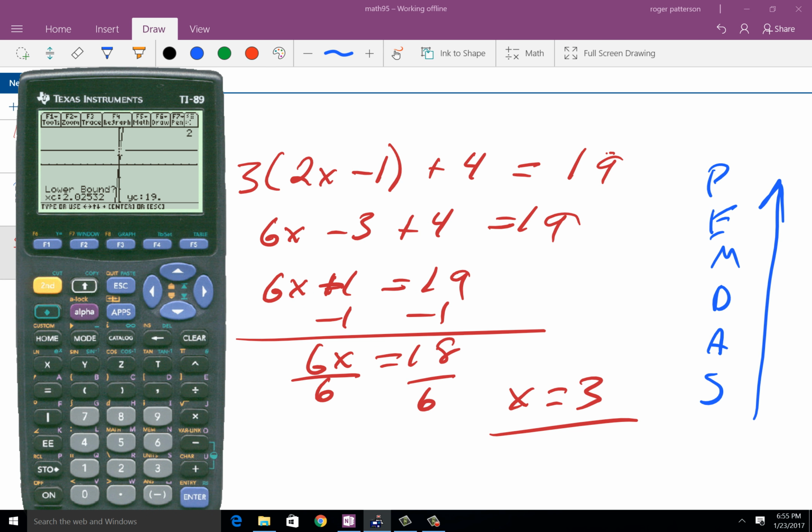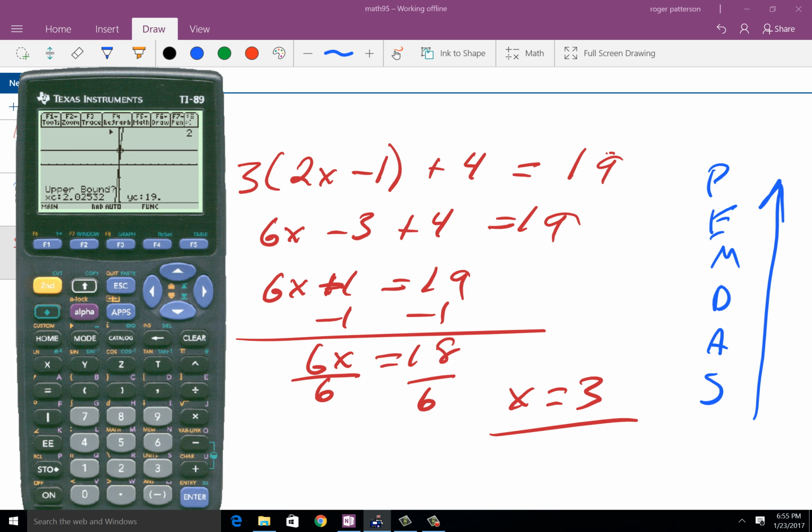What does that mean? Here's what I always liked about the 84s and 83s. They probably don't say lower, don't they say left? They might say left and right, which makes a lot more sense because lower bound means we want to be to the left of the intersection point. So I'm going to use this little toggle key here and move to the left. It doesn't matter how far to the left you are, you just want to move to the left. Now I'm going to press enter.